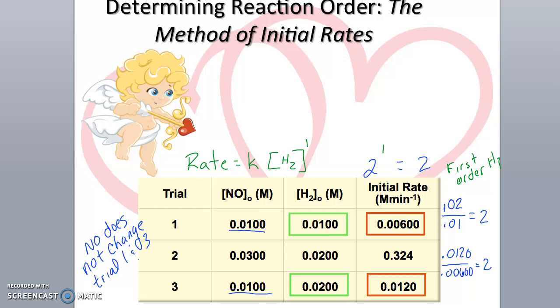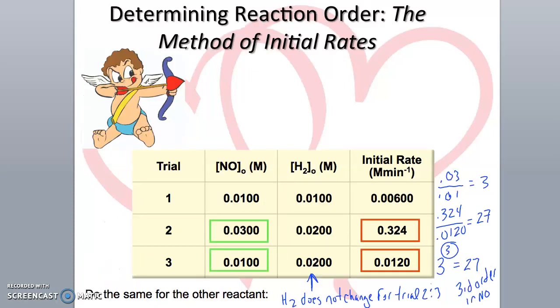A useful method is to make a concentration ratio by dividing the larger concentration by the smaller concentration and then doing the same with the rate. The concentration ratio to what power equals the rate ratio? In this case, 2, the concentration ratio, to what power equals 2? The answer is 1. So this means the reaction is first order in H2. So we know the order with respect to H2.